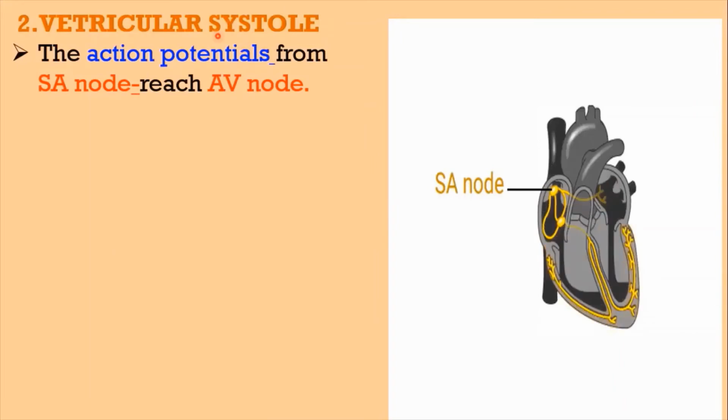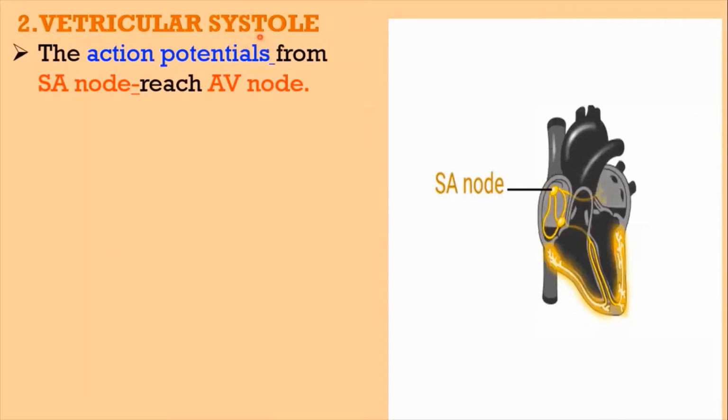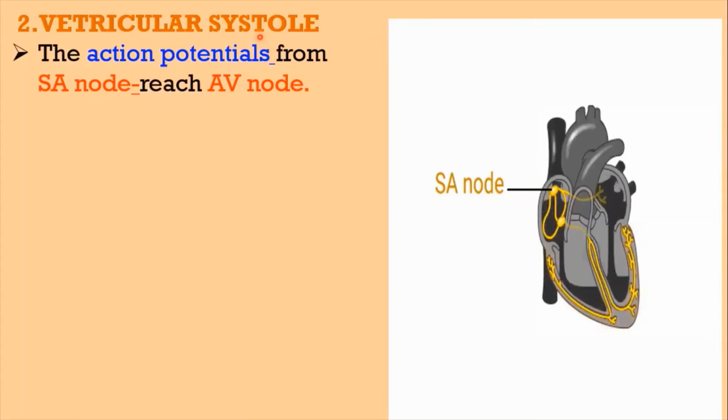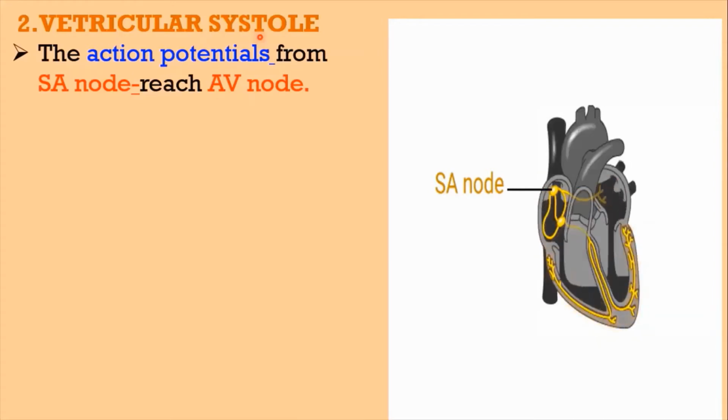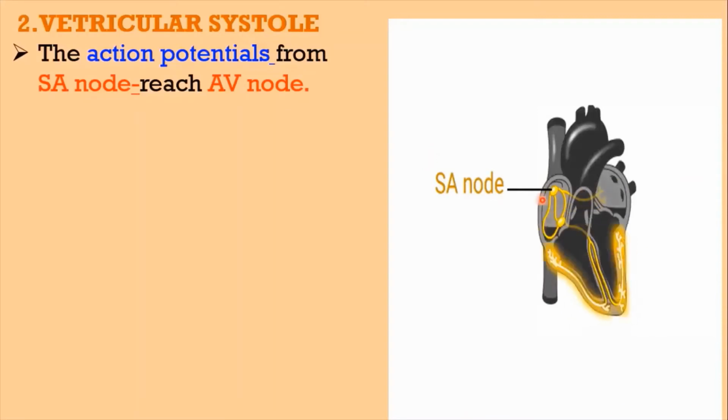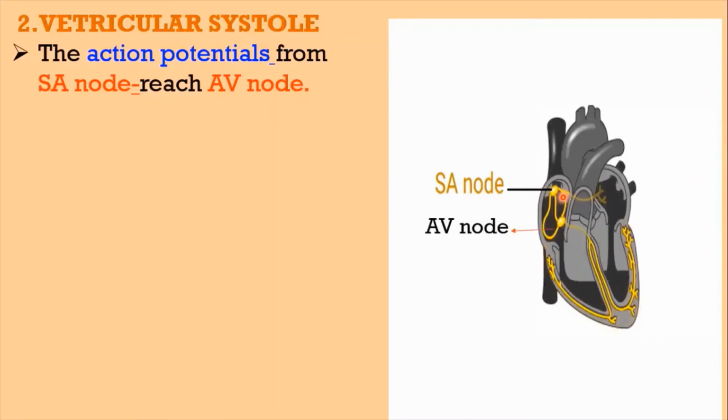Next phase of cardiac cycle is ventricular systole. The contraction of ventricles is called ventricular systole. When do the ventricles contract? What events do we observe between the atrial systole and ventricular systole? The action potentials from SA node reach the AV node.